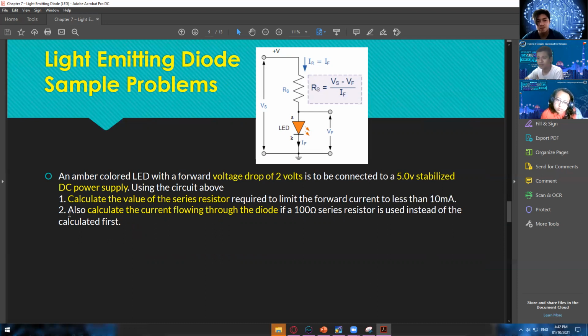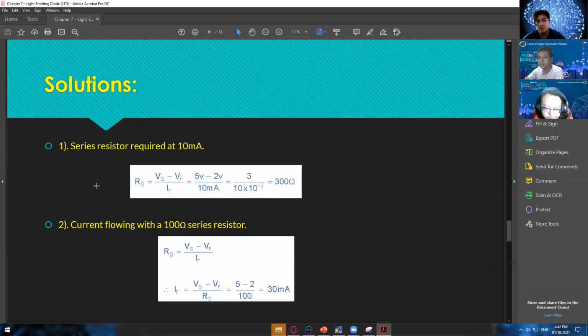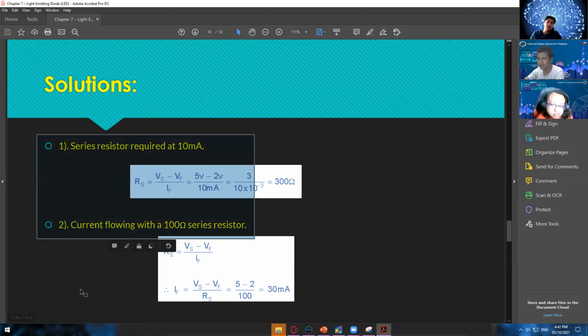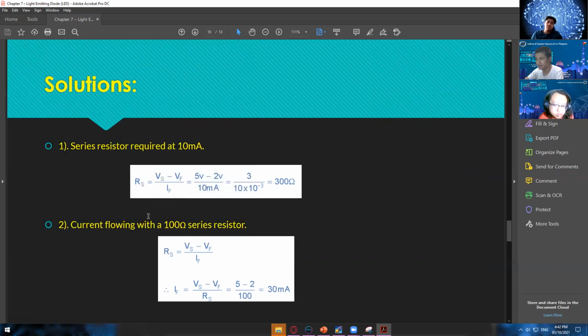Okay. Number 2, also calculate the current flowing through the diode, if a 100 ohm series resistor is used instead of the calculated first value from the number 1. Okay, so here is the solution. So just simply use that formula and then substitute everything that is given. So Vs minus Vf, so 5 volts minus 2 volts divided by If, which is our target current.